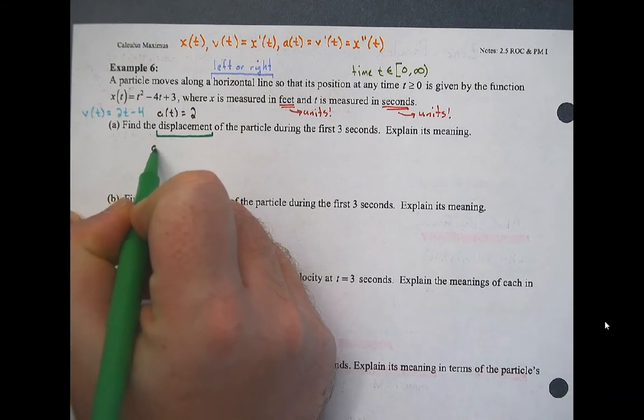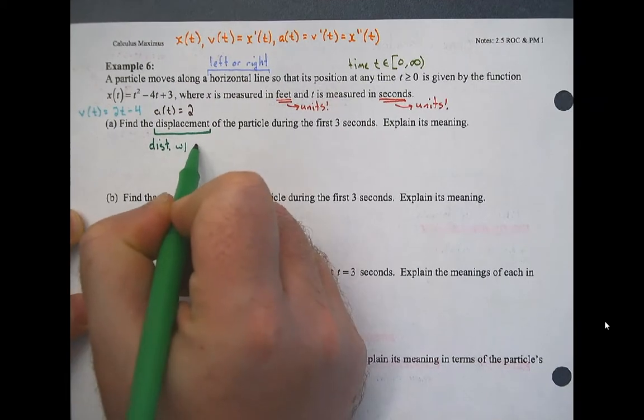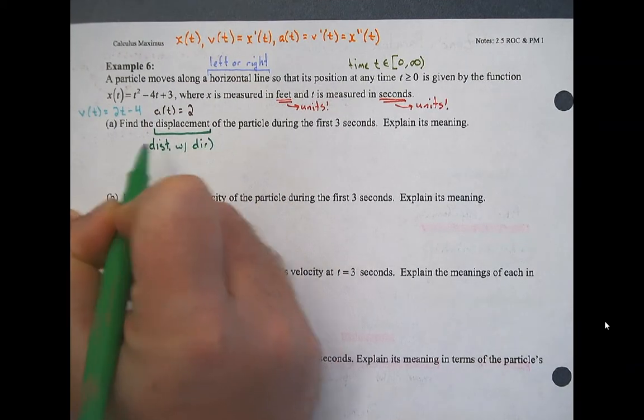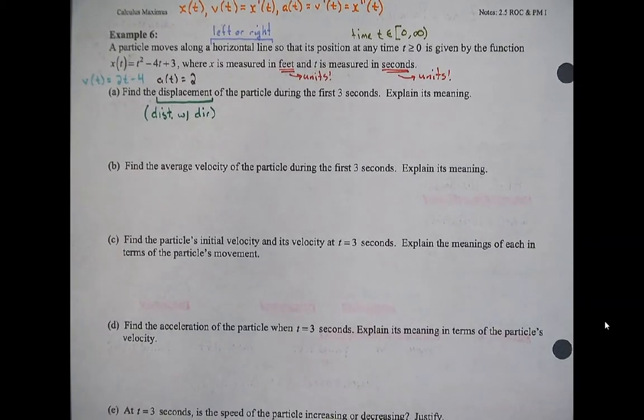This is distance with direction. So what that means is how far did you travel and which way did you travel? That matters. That's different than just distance. If I walk 3 steps forward or if I walk 3 steps backwards, I've walked a distance of 3. But when it comes to displacement, if I walk 3 units backwards, I've been displaced -3 steps.